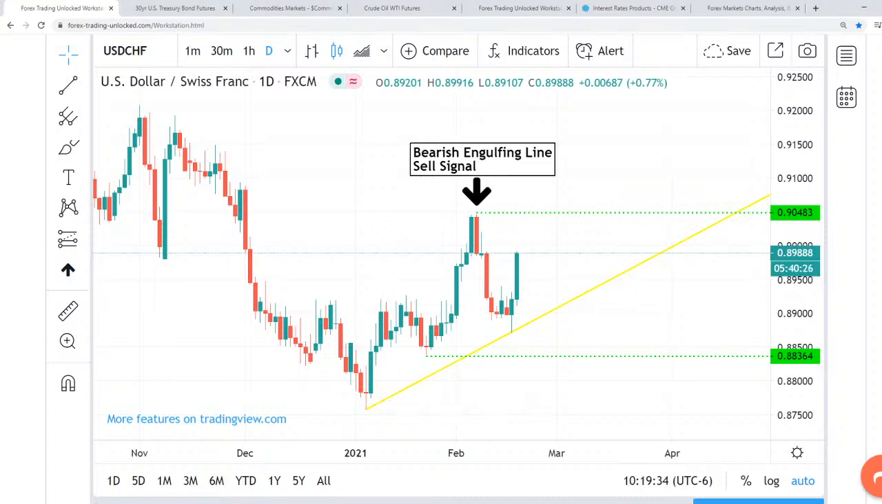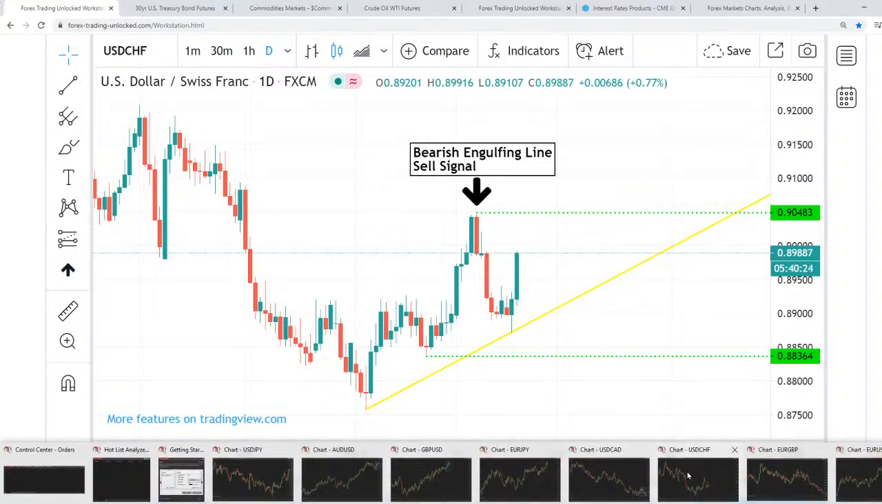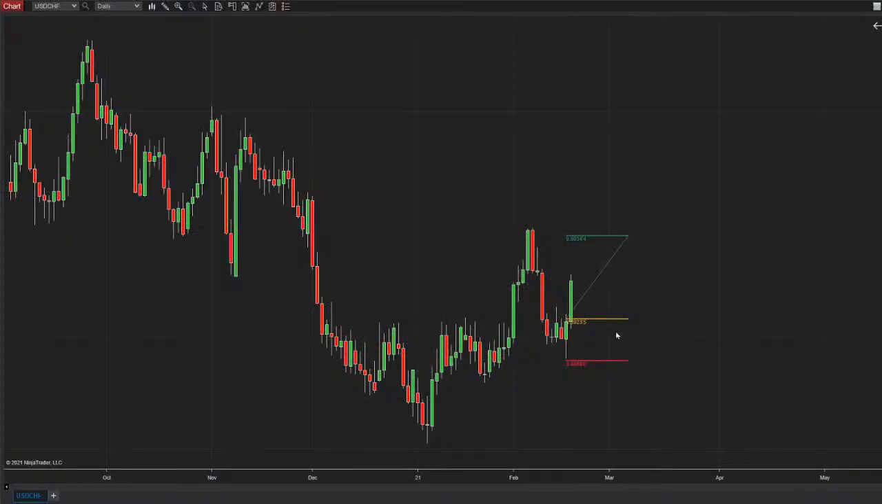Let's go to our NinjaTrader platform and look at US dollar Swiss. If you take the low from yesterday and we look for a risk reward trade and a projection, we have a target of 90.34. This is what we have from yesterday's reversal of fortune and getting our bullish momentum back.